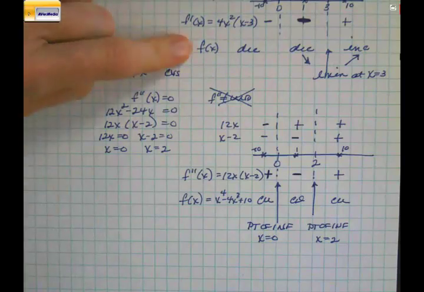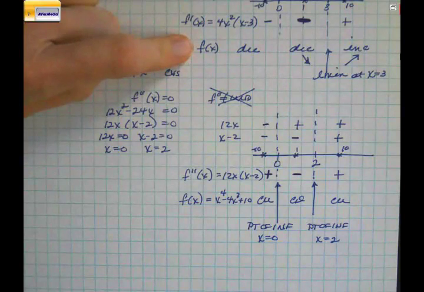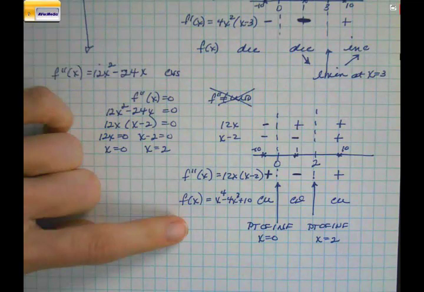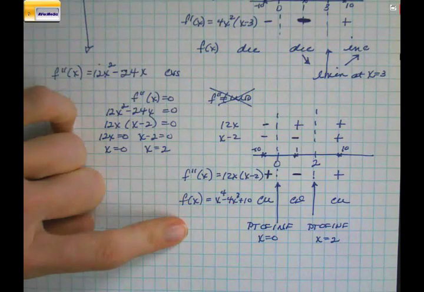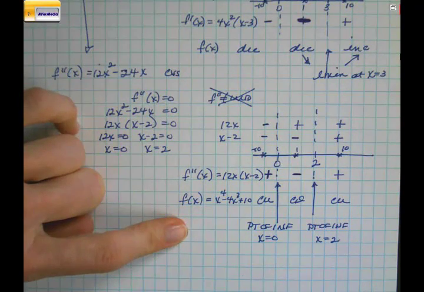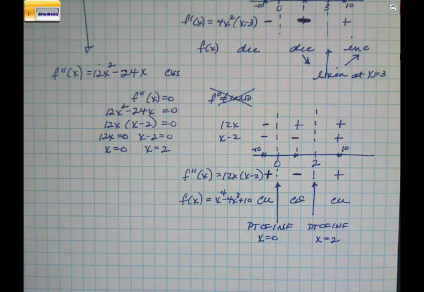It appears to me that f of x is decreasing from negative infinity to 0 and 0 to 3. It's increasing from 3 to infinity. It has a local min at x equaling 3. It's concave up from negative infinity to 0, concave down from 0 to 2, and concave up from 2 to infinity. And it has 2 points of inflection. What in the world does this thing look like? Right? Okay, let's graph it.